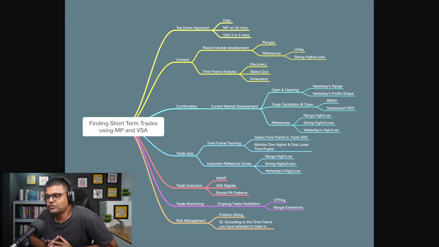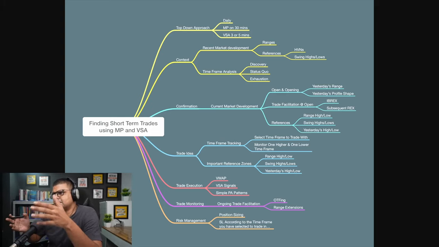Today's session is about finding short-term trades, all right, using market profile and VSA. Now, most of the things that you see in this particular mind map will become second nature for you. Once you start implementing them, it won't take you more than a minute or two to understand what the market is trying to do at this particular moment.